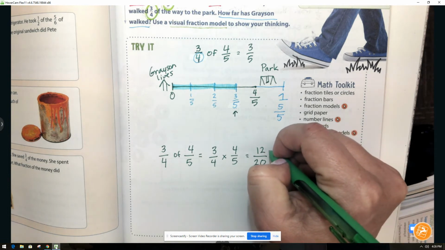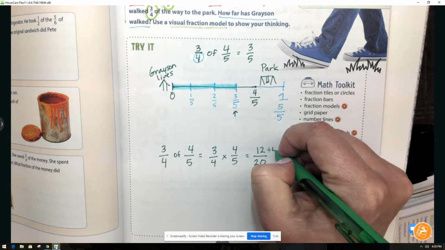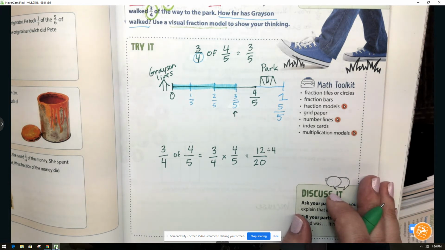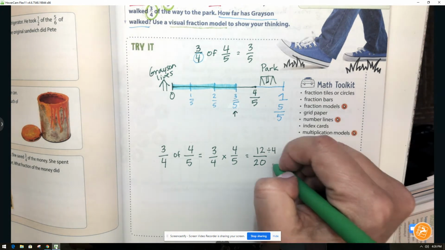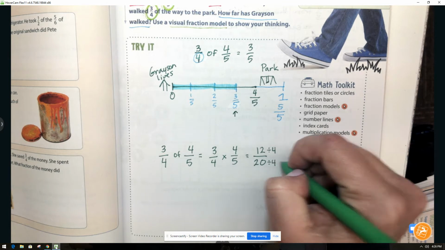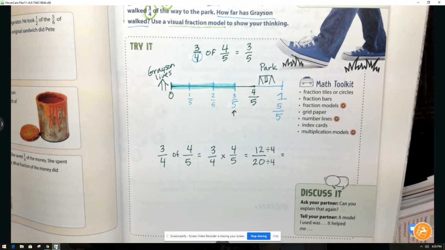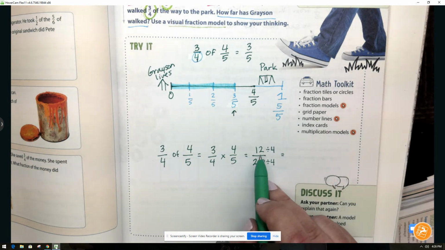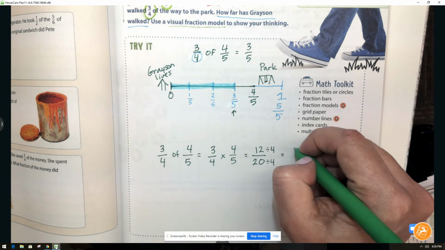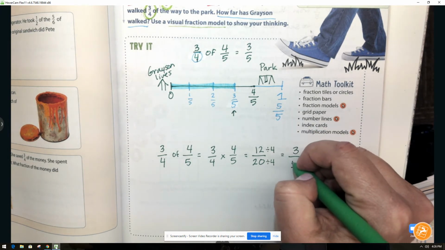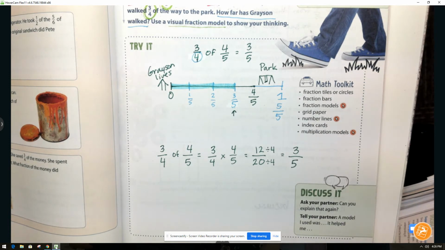So in this case, I know that 4 is a common factor for 12, and I know that 4 is also a common factor for 20. When I divide both the 12 and the 20 by 4, I get 12 divided by 4 is 3, 20 divided by 4 is 5. So look at that, 3/5.